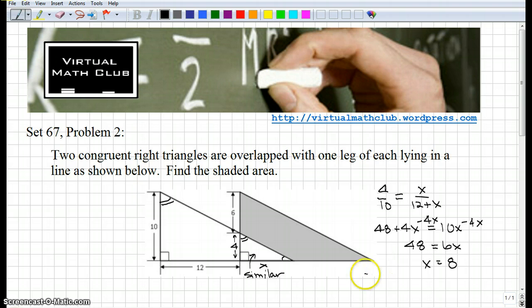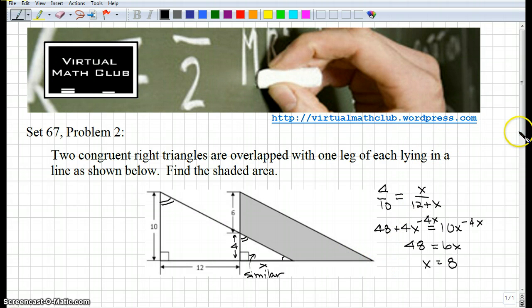Well, if we know that x is 8, then this side length is 20, right? 12 plus 8 is 20, and this is the height of this triangle. We could take this to be the base and this to be the height. So the height is 10 and the base is 20. And we know that this other triangle is congruent, so the base and height are the same. Congruent just means that they have the same angles and the same side lengths.